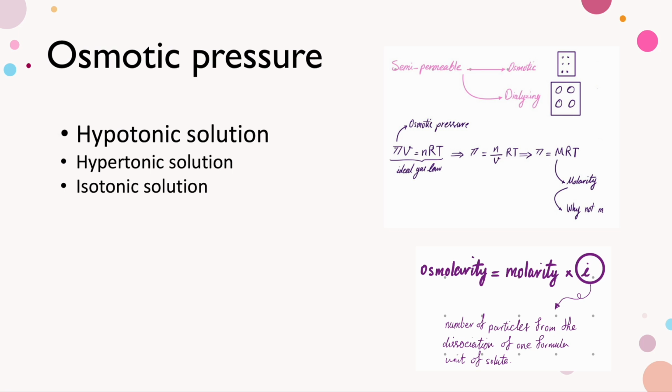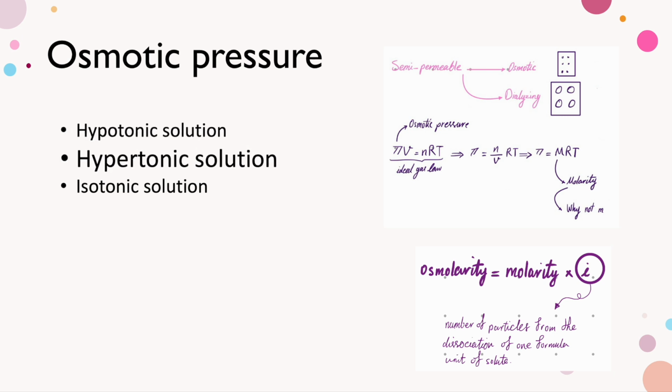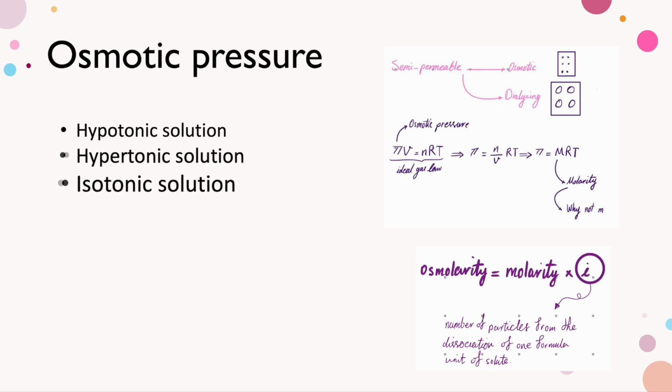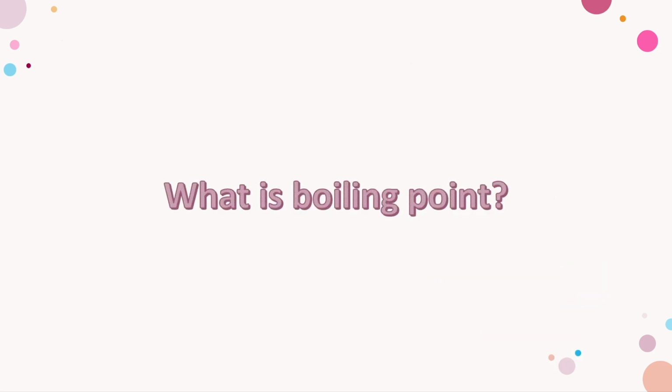When we have a hypertonic solution, it means solutions with an osmotic pressure higher than that in the cells. It causes cells to crenate or shrink. And in isotonic solutions, the osmotic pressure is equal to that in cells, so it has no effect on cell size. Now, this is going to be a little additional point, like what is boiling point, what is freezing point, what is vapor pressure to begin with, and so on.